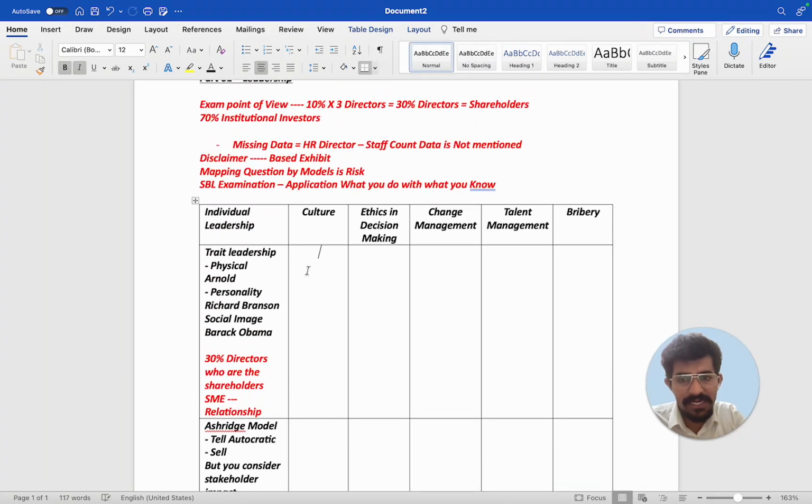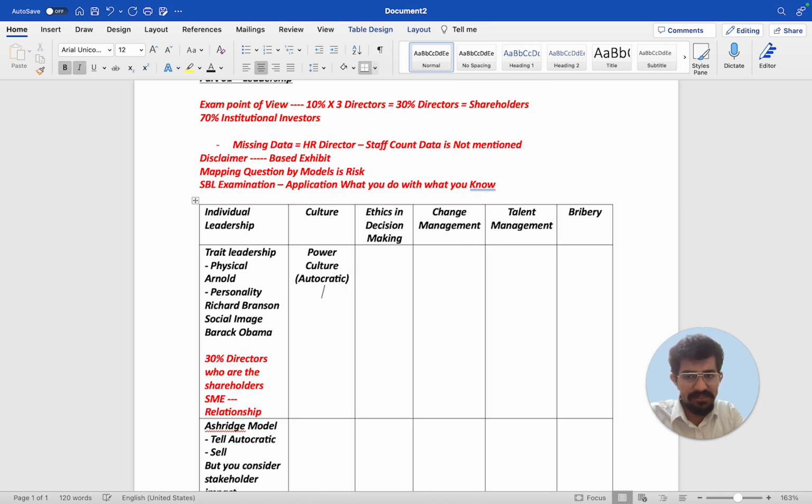Now, coming to the second one, culture. The first culture we call the power culture. Power culture is like autocratic, where the owners make the decisions. So I'll write down here, it's more autocratic. What is that, students? Autocratic culture. After power culture, we have the role culture. In role culture, the CEO has a role, the CFO has a role, and effectively HR has a role. So they have to play their roles only.